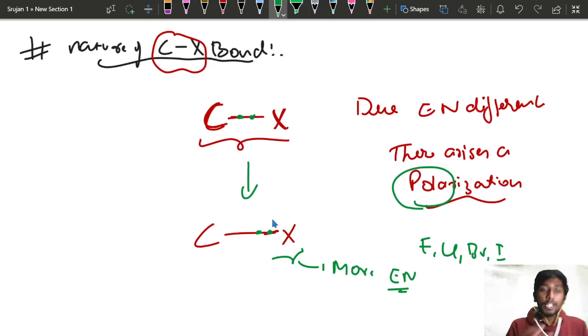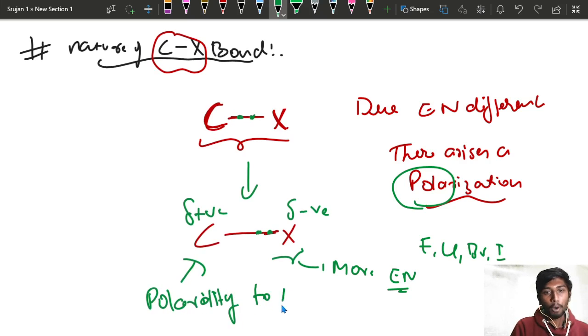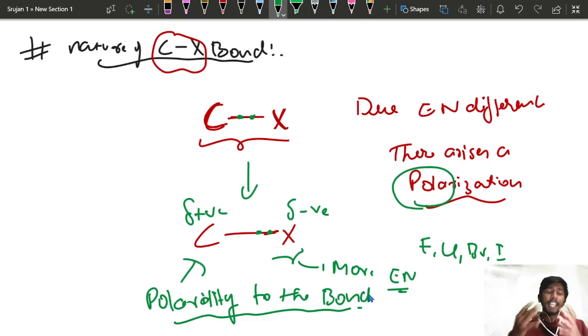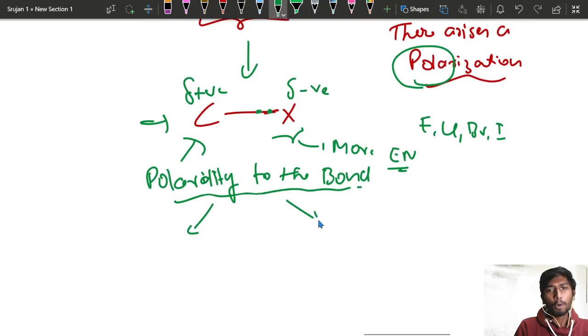The one which pulls electrons more towards itself gets a partial negative charge. The one from which the electrons are pulled away gets a partial positive charge. This brings polarity to the bond. Due to this, there come more and more properties.